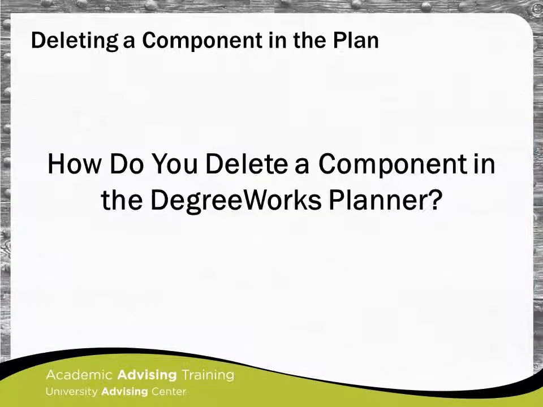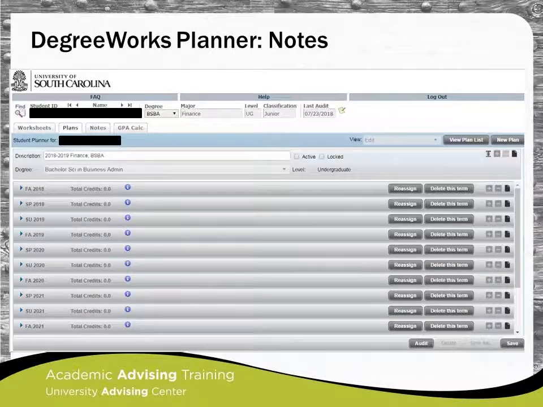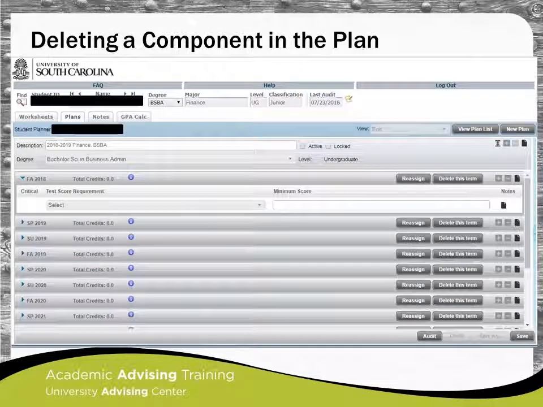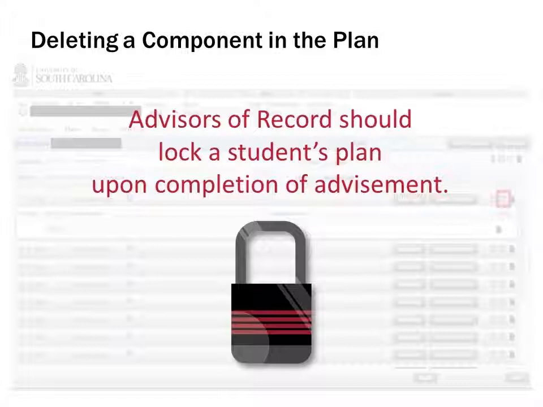At times, you may need to delete a component in the plan. To delete a particular component in the plan, click the component you wish to delete. Select the minus icon at the top of the individual term. Advisors of record should lock a student's plan upon completion of advisement.